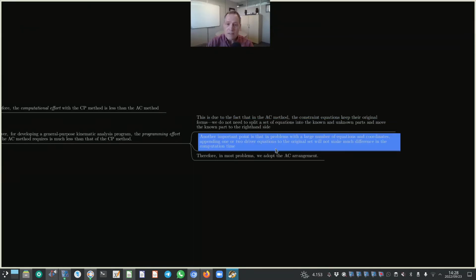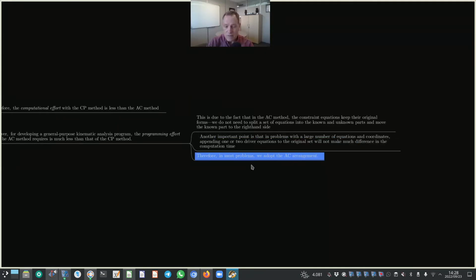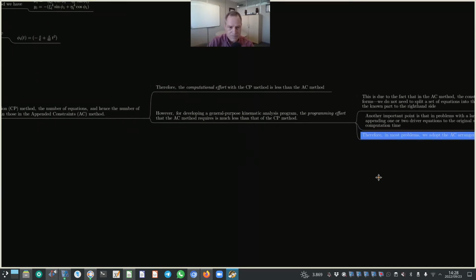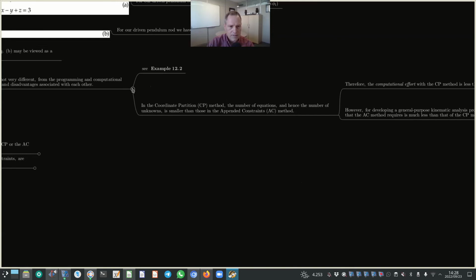Another important point is that in problems with a large number of equations and coordinates, appending one or two driver equations to the original set will not make much difference in the computational time. Therefore, in most problems, we adopt the appended constraint arrangement. Okay, and this is now what Prof. Newton-Raphson also implemented in his Matlab algorithm, and this is definitely the way that we are also going with this module.